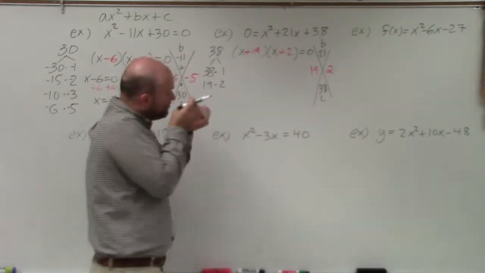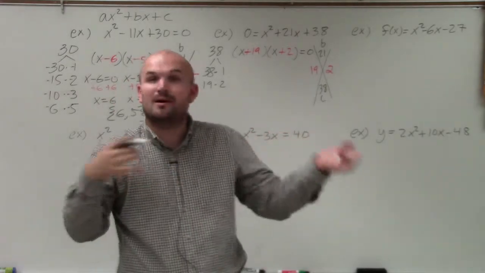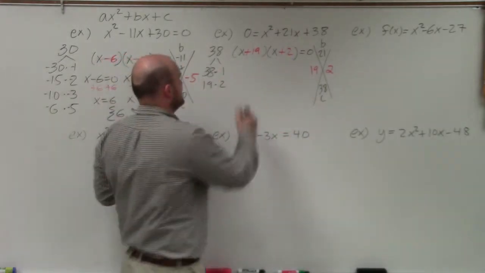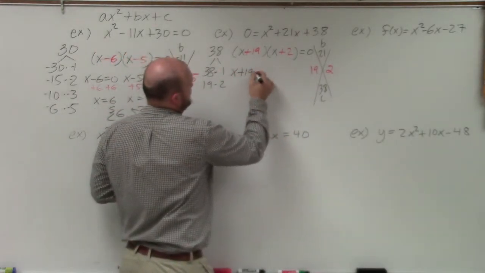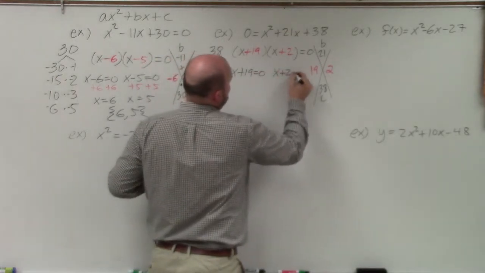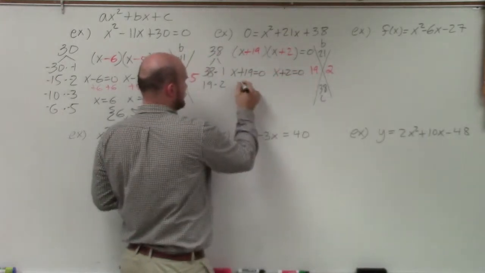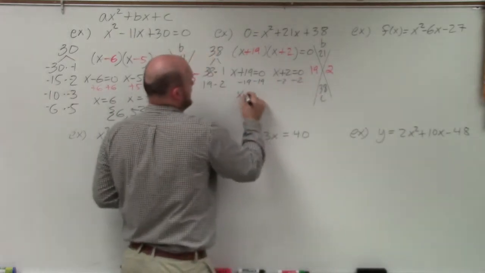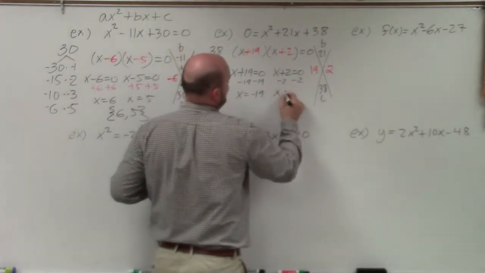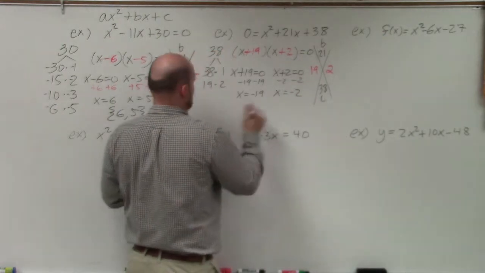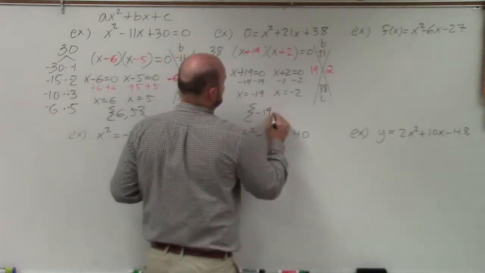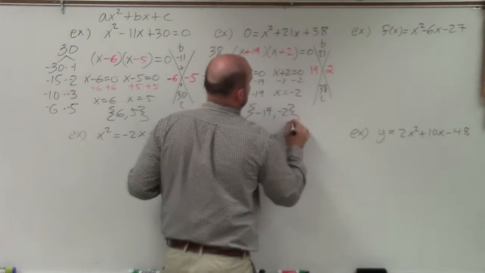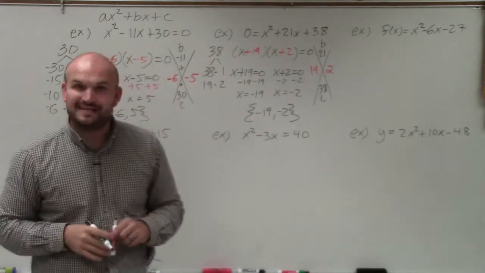Now you have a product of two expressions equal to 0. Apply the zero product property. Set them both equal to 0. So I have x plus 19 equals 0 and x plus 2 equals 0. Subtract 19, subtract 19, subtract 2, subtract 2. X equals negative 19. X equals negative 2. So therefore, my solution set is negative 19 and negative 2.